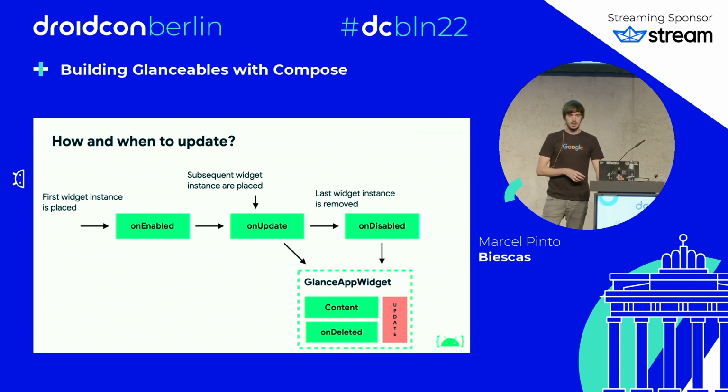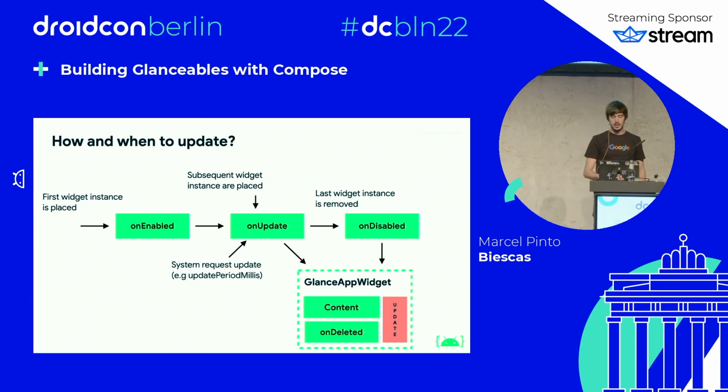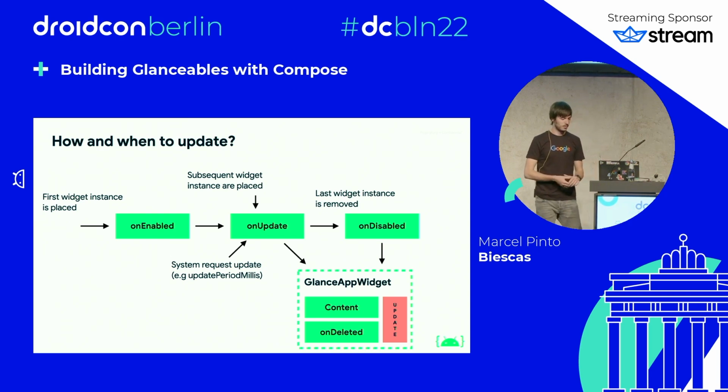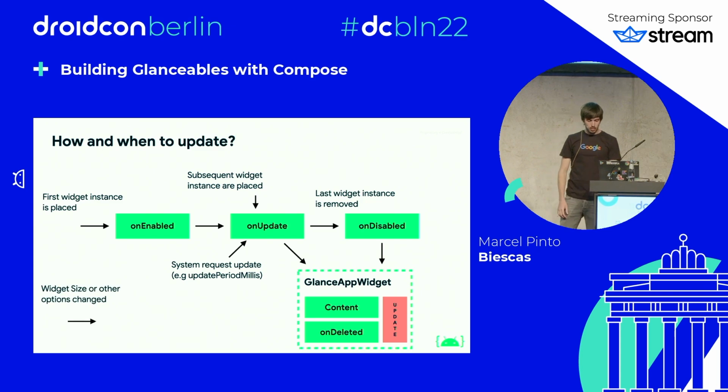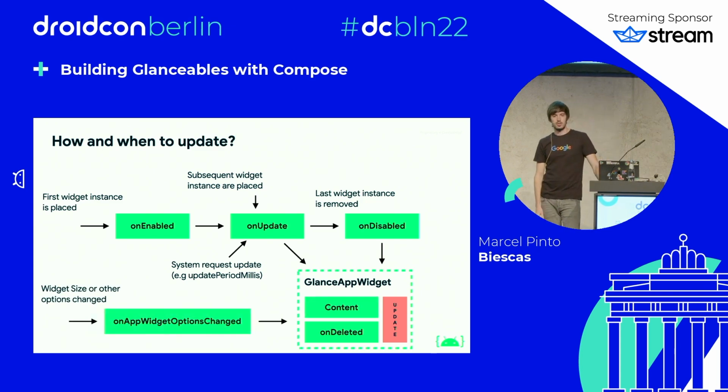If the user then removes all the instances, onDisable will be called to tell you that there are no more widgets of this type. In addition, there might be a system request to update your widget. That can come, for example, from the metadata attribute that you defined on your widget to update every specific period of milliseconds.